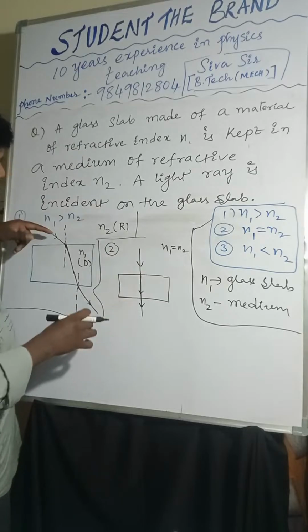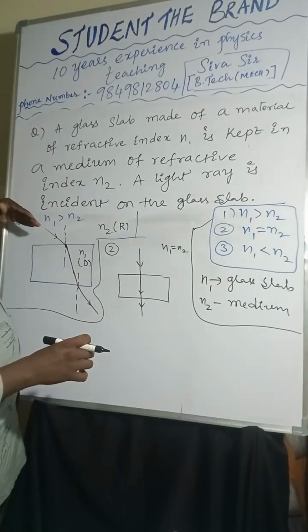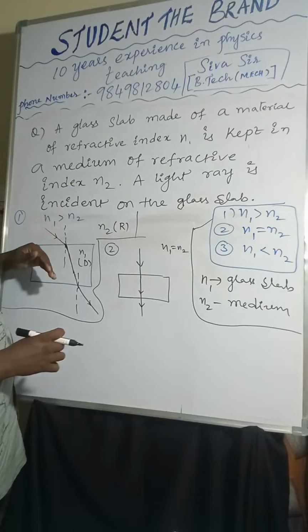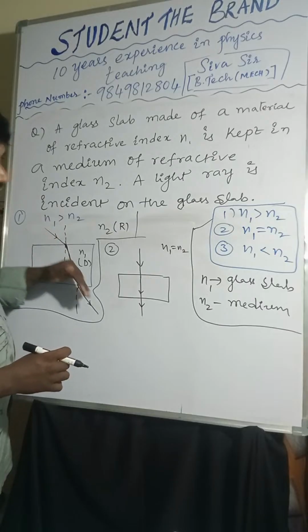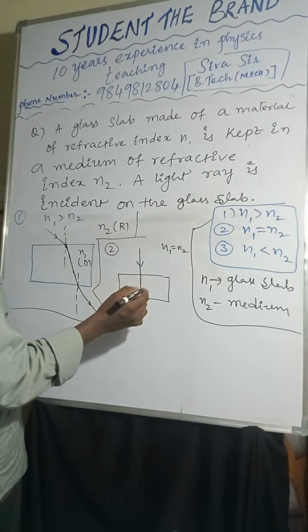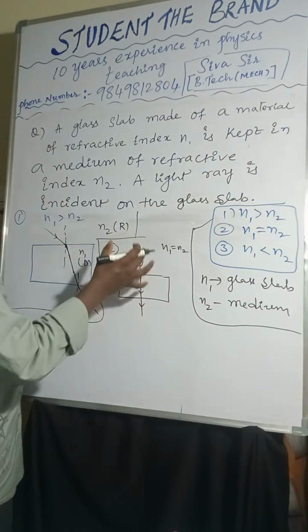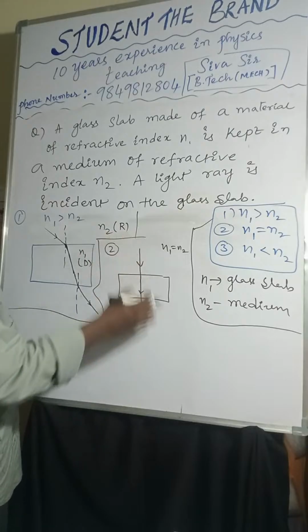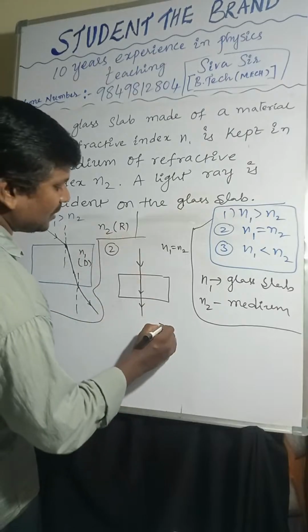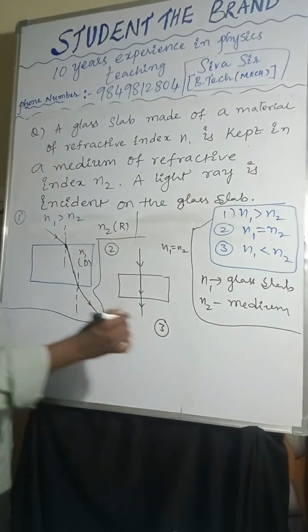So here, in this case, if the light ray is passing from rarer to denser, it bends towards the normal line. If it is passing from denser to rarer, it moves away from the normal line. Whereas here, if the light ray is passing along the normal line, no refraction takes place; it moves along the normal line. Coming to the third one.